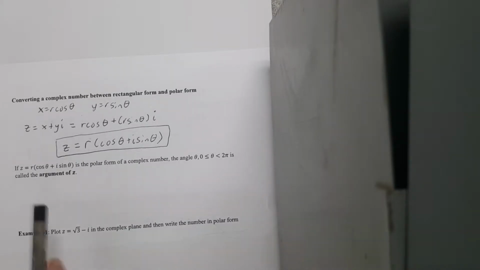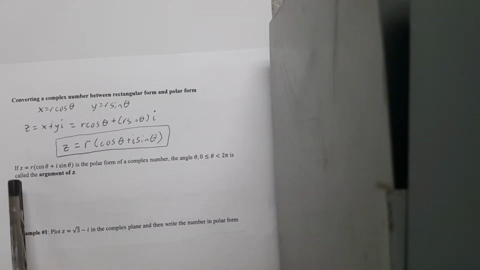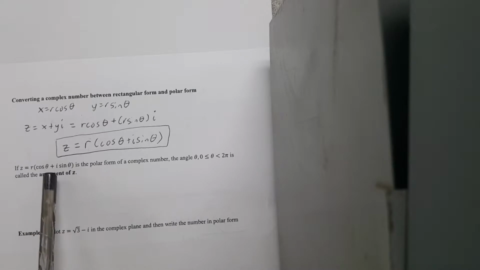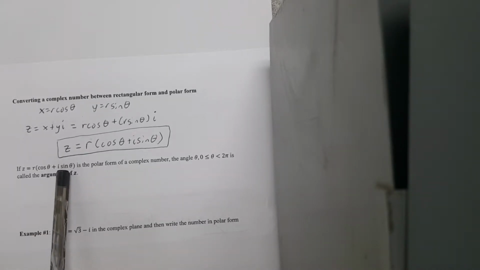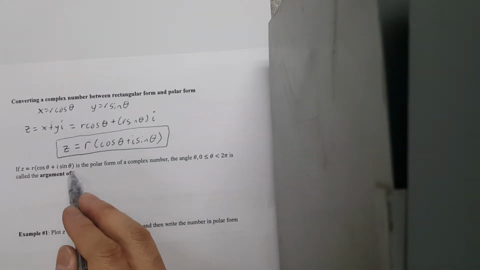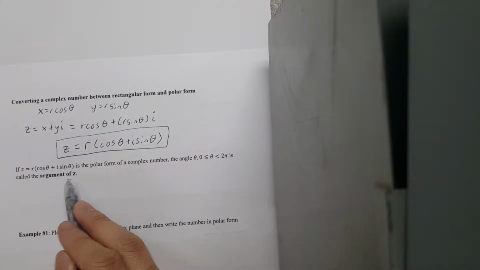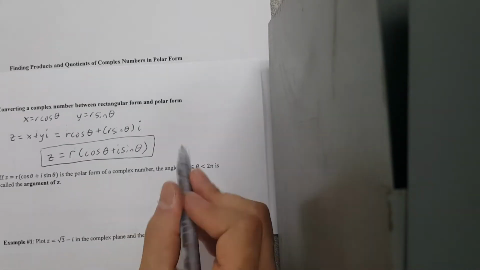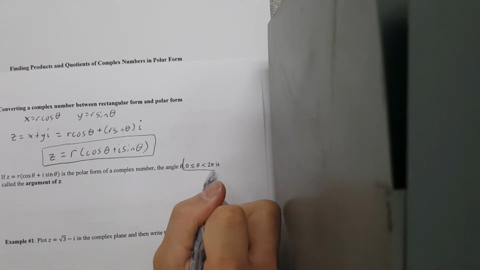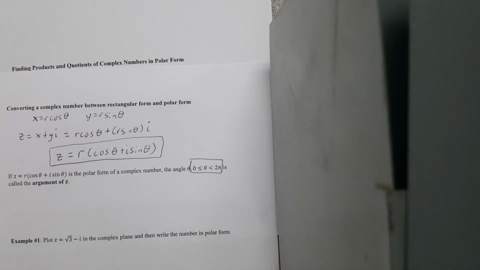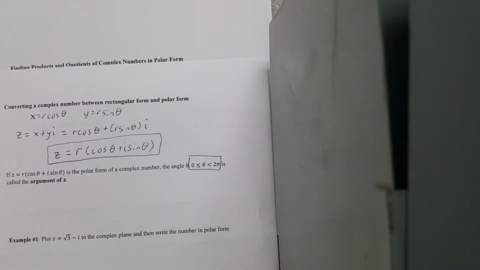Okay. This also is another important thing. If z is the complex number in polar form, the angle is called the argument of z. Now, make note of this. The angle has to be between 0 and 2 pi. Okay. And that will come into play a little later when we do some of our problems. So, it's called the argument of z.